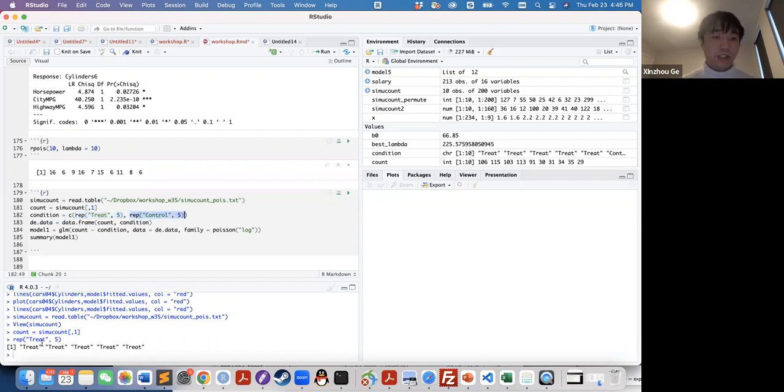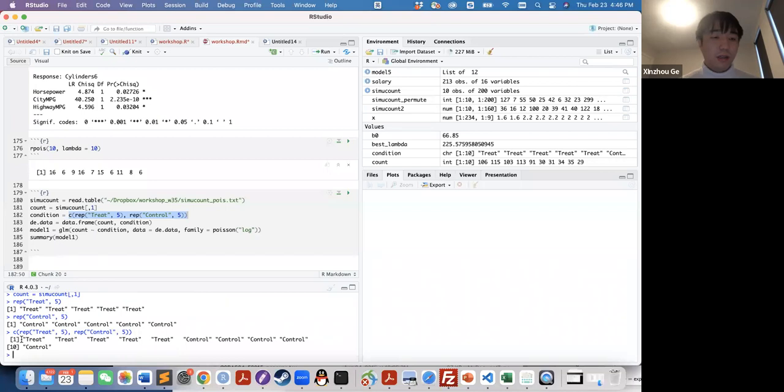and this will give us a vector of 5 controls. And then we can use c to combine these 2 things together so that we will get a vector of 10 strings. The first 5 are treat and the last 5 are control. And this will be the conditions of our samples, and we can use it as the predictors for this DE analysis.